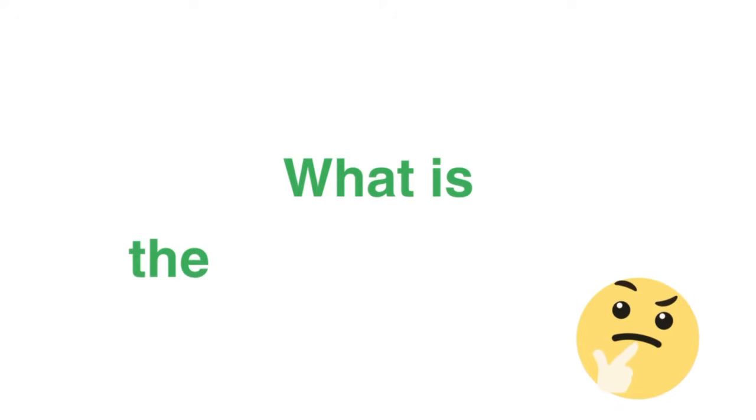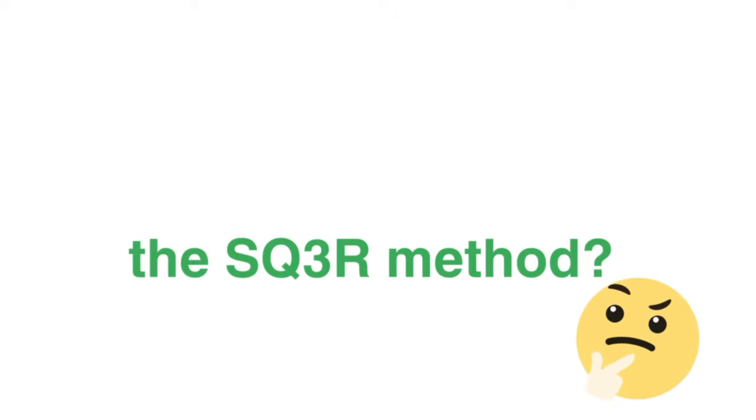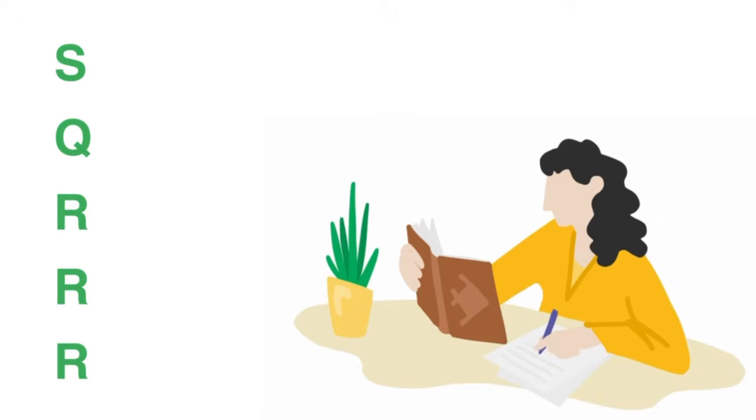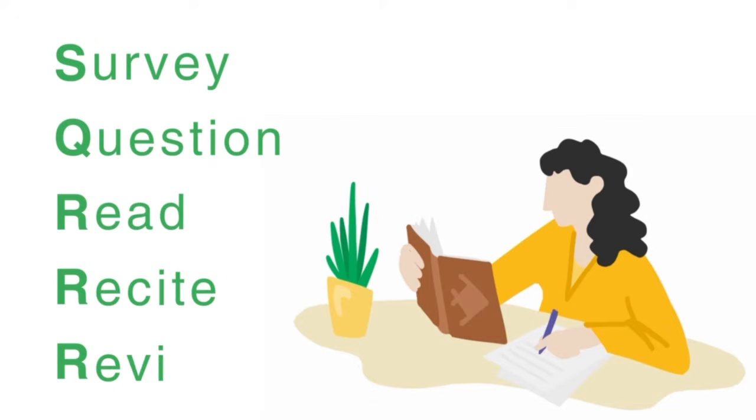Firstly, let's define what is the SQ3R Method. It is a reading strategy developed by Francis Robinson in the 1940s that became a popular technique for improving reading comprehension and retention. SQ3R stands for Survey, Question, Read, Recite, and Review.